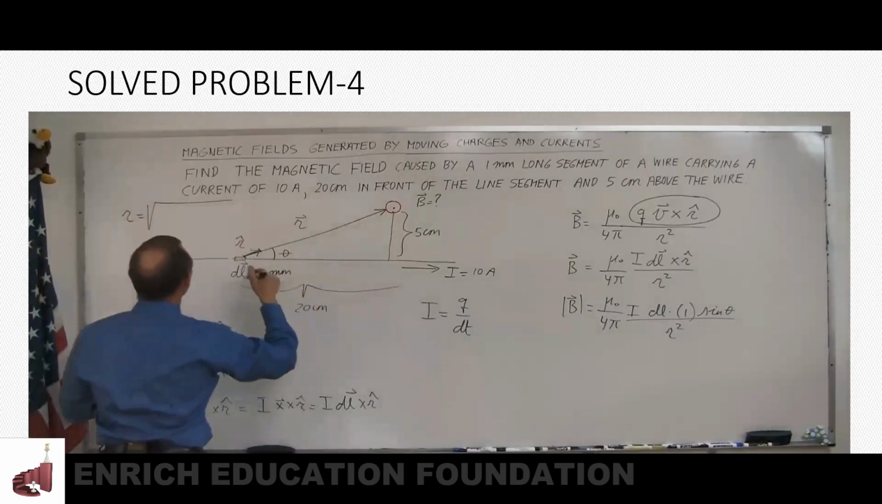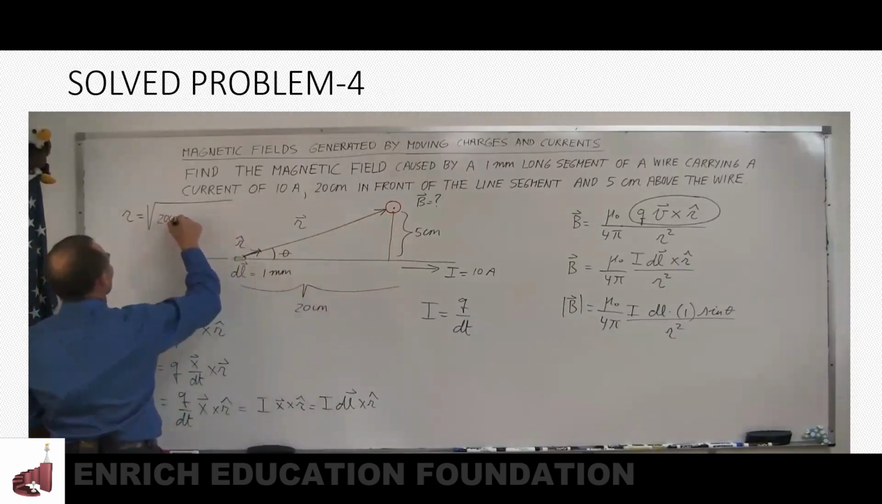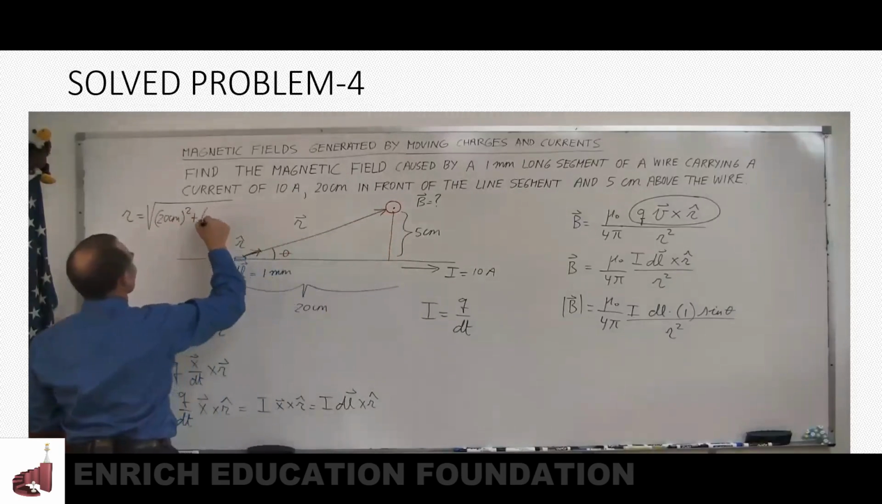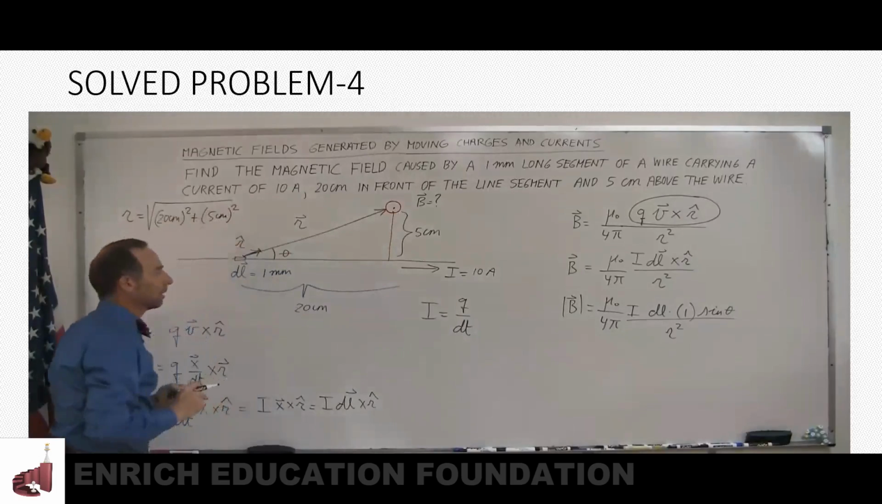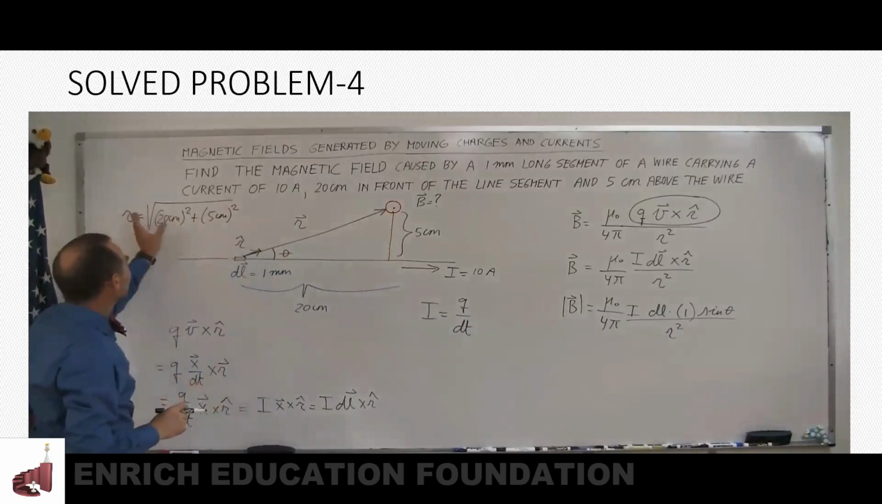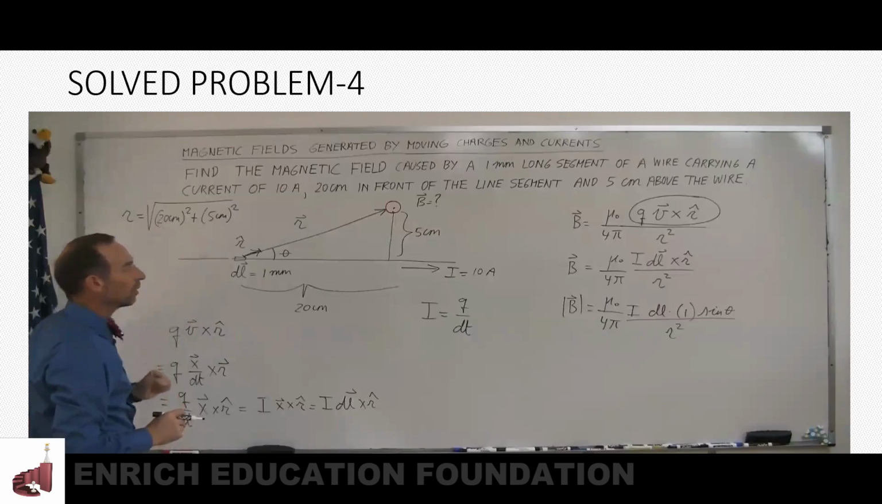So this here is 20 centimeters. We can square that, plus this here is 5 centimeters squared, and that will give us the length of r. If we then square r, that means this is squared. We'll take out the radical. Okay, so we have r. Now we still need to find theta.